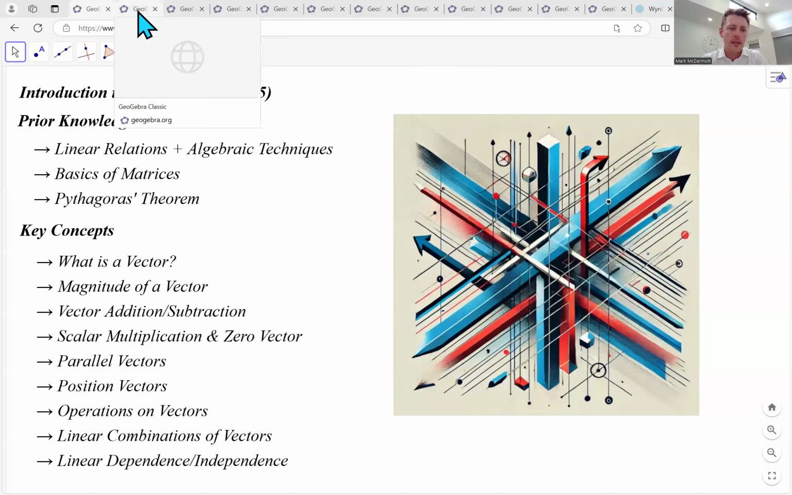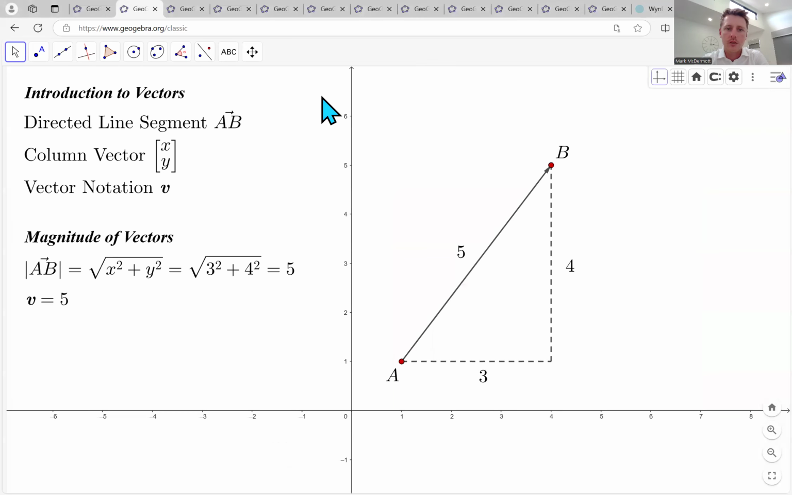Let's have a look at what a vector is. So we can think of a vector as just being a directed line segment. So you can see here we've got a line from A to B pointing in a certain direction from A to B, and it's got a certain length, right? So we would call that a directed line segment, AB. And the way we notate that is writing AB and then we put an arrow on top.